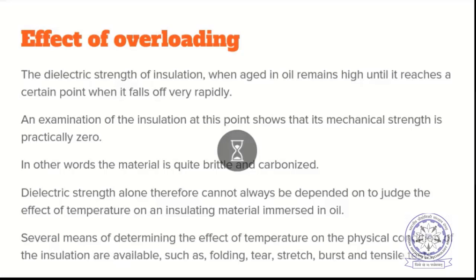Now the dielectric strength of insulation when aged in oil remains high until it reaches a certain point, when it falls very rapidly. So this is what is observed until now. The dielectric strength of insulation when aged in oil remains high until it reaches a certain point where it drops suddenly. So this is how the characteristic will be. This is the phenomenon.